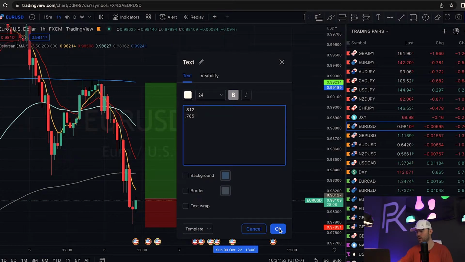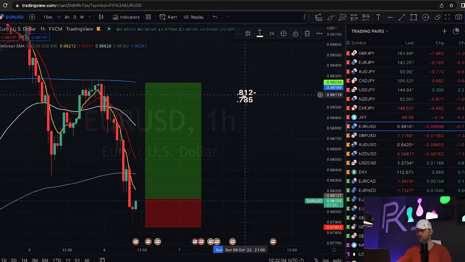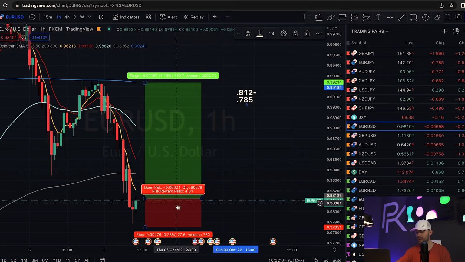And what is 812 minus 785? Again, what is 812 minus 785? And you notice in that case, you got about 27 pips when you subtract 812 by 785.